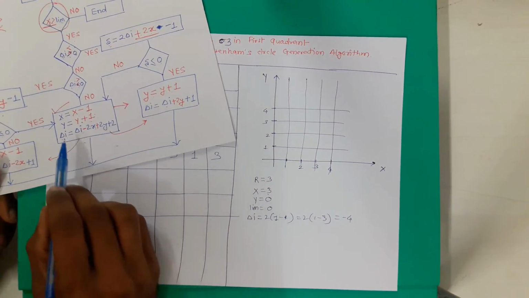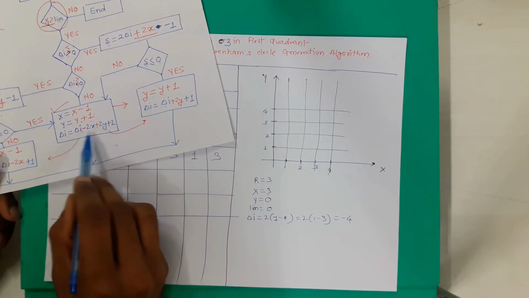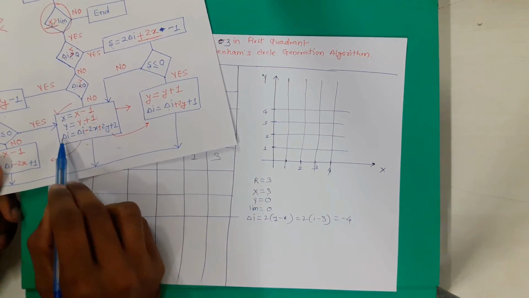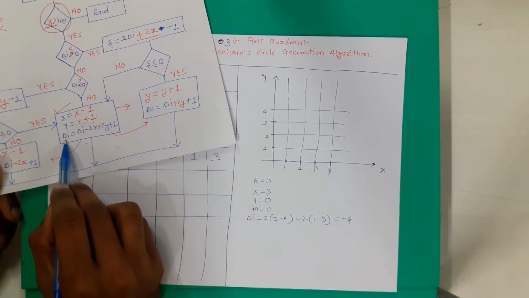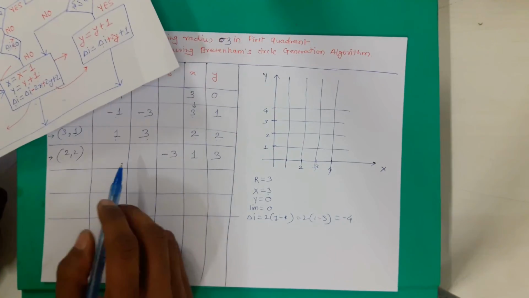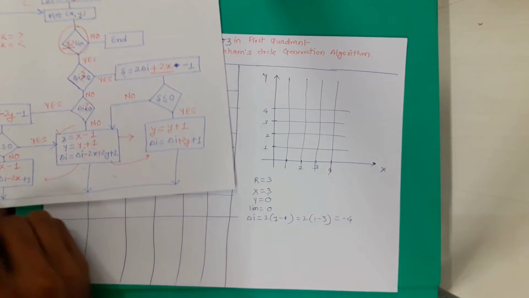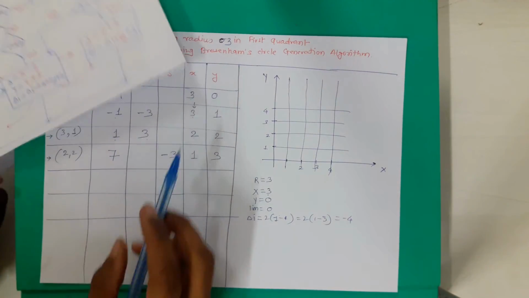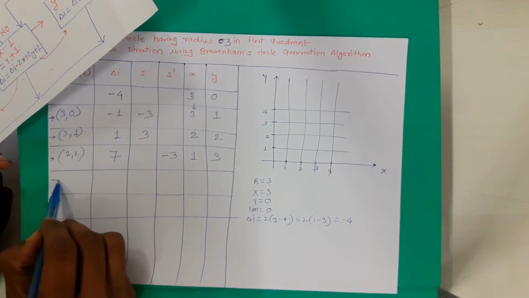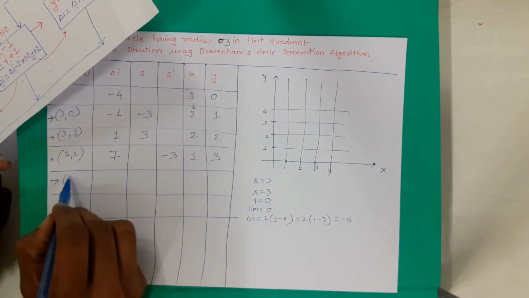It will be 3. Calculate delta I according to this formula and current values. So you will get delta I equals 7. So our current row is this. Write down here. After that, go to plot x comma y again. So plot x comma y in the next line, 1 comma 3.